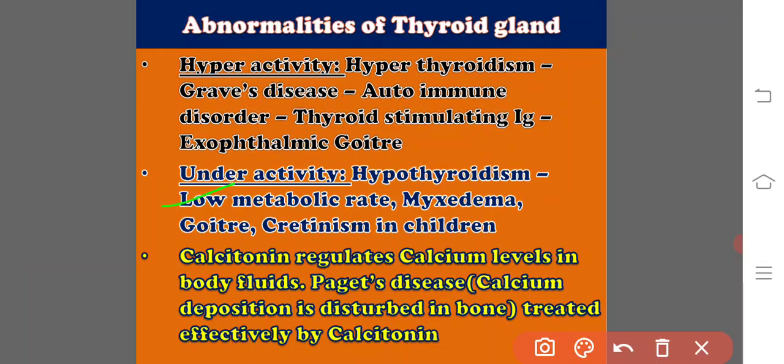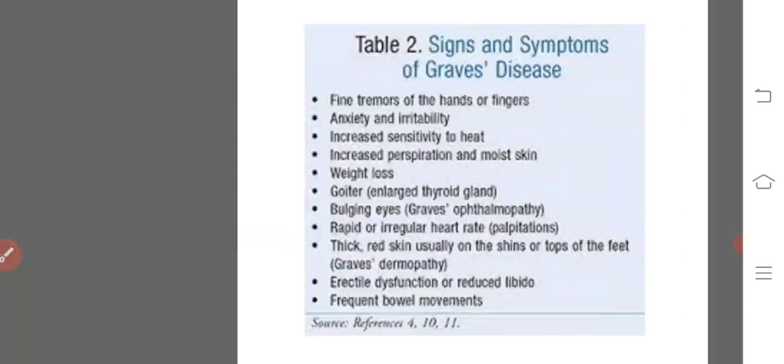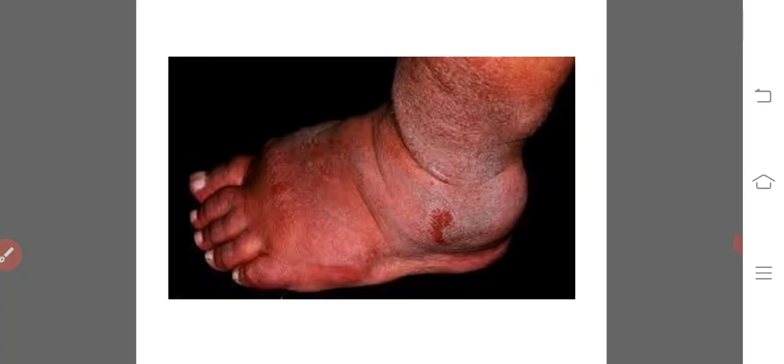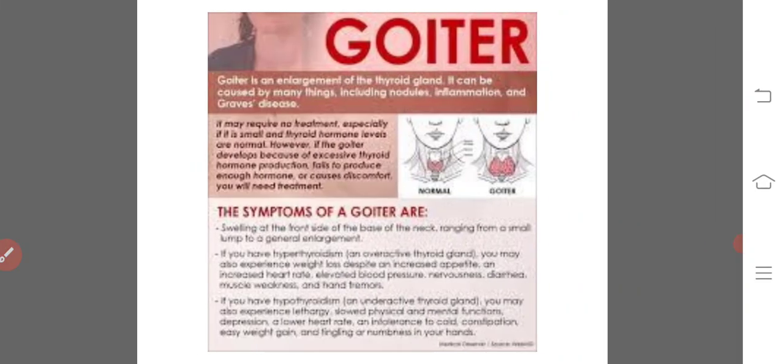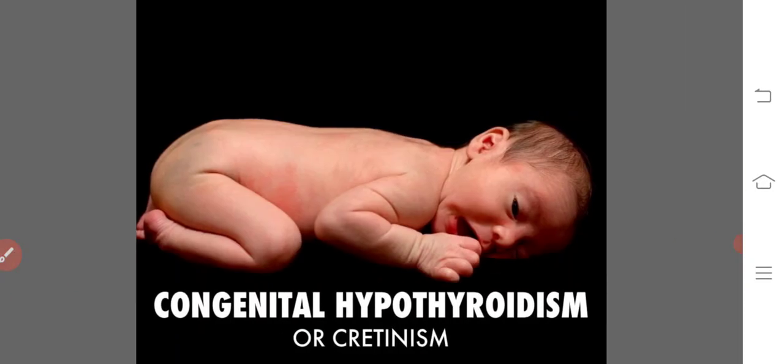And if you observe, myxedema is the swelling of the face and body parts as a result of mucoprotein deposits. If hyposecretion of thyroid hormone occurs during development, there is a decreased metabolic rate, abnormal development of the nervous system, abnormal growth, and abnormal maturation of tissues, resulting in a mentally retarded person of short stature and distinctive form called cretinism.